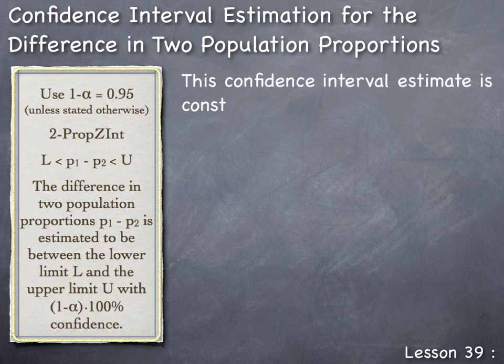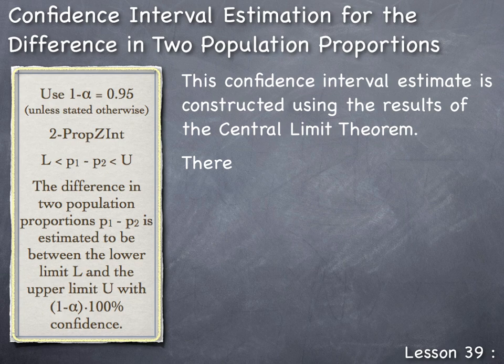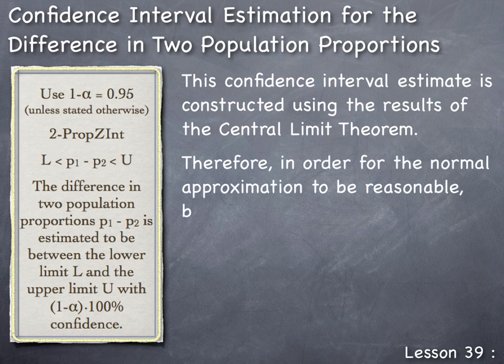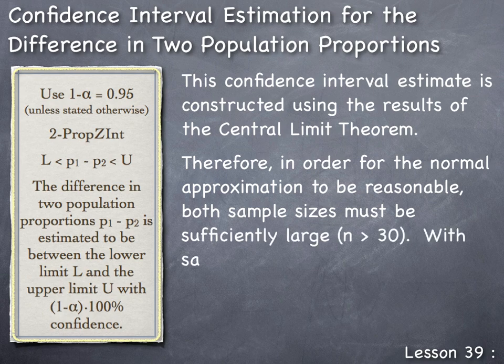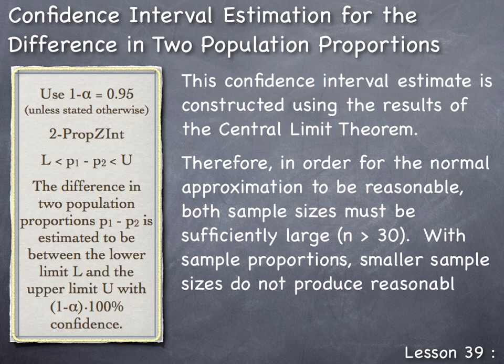This confidence interval estimate is constructed using the results of the central limit theorem. Therefore, in order for the normal approximation to be reasonable, both sample sizes must be sufficiently large. That is, both n1 and n2 must be greater than 30. With sample proportions, smaller sample sizes do not produce reasonable approximations. Therefore, this confidence interval procedure is never done for small samples.